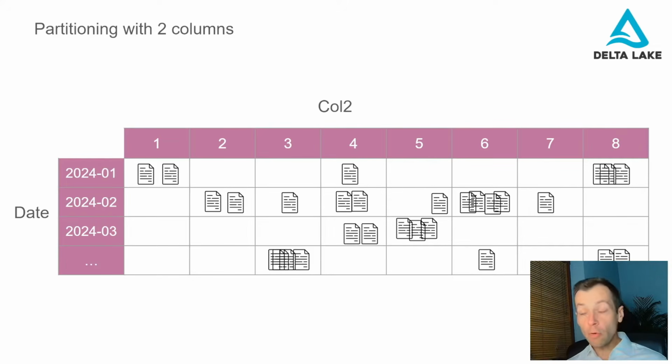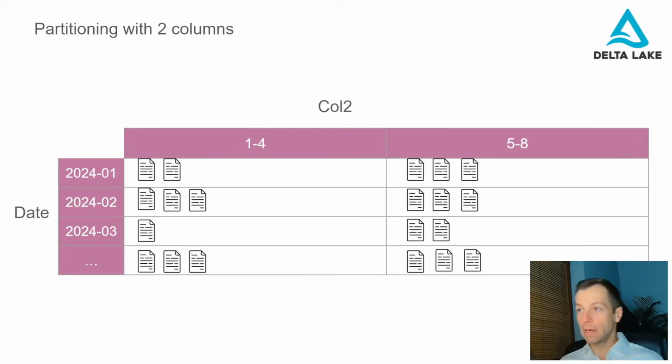We can try to overcome that by doing some kind of range partitioning and saying, you know what, column 2 is good, but it doesn't make sense to create a separate subfolder for each value, 1, 2, 3 and so on. It may be that what will make sense is to create one subfolder for the values between 1 and 4 and a second subfolder for the values between 5 and 8, like over here, and then the data distribution looks significantly better.